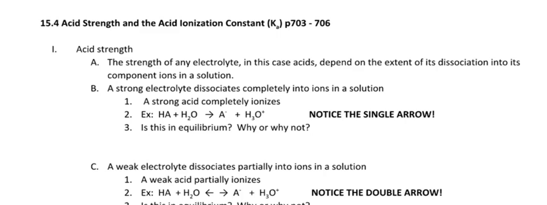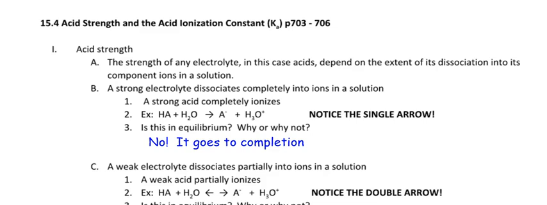And what did I tell you to do? Notice the single arrow. Do you remember what we said there earlier? What was the difference between a BCA table and an ICE table? A BCA table does what? It goes to completion. There is only a forward reaction and there is no reverse reaction. So is this in an equilibrium way or not? And I wrote, no, it is not. It goes to completion. There is no reverse reaction.